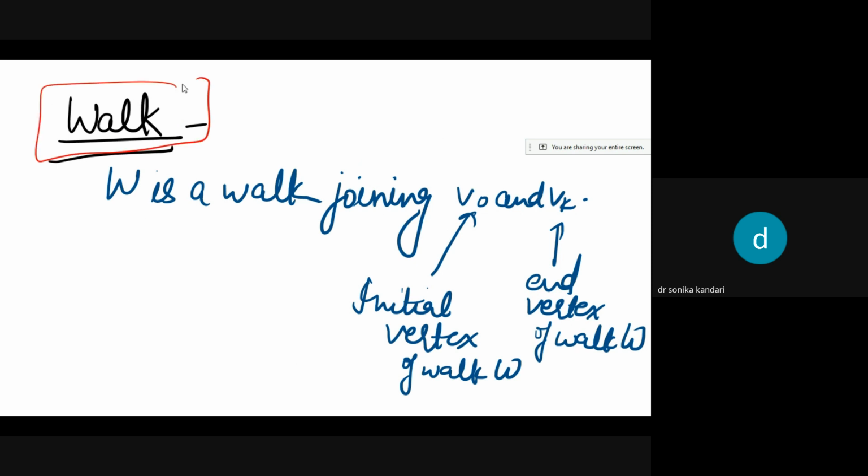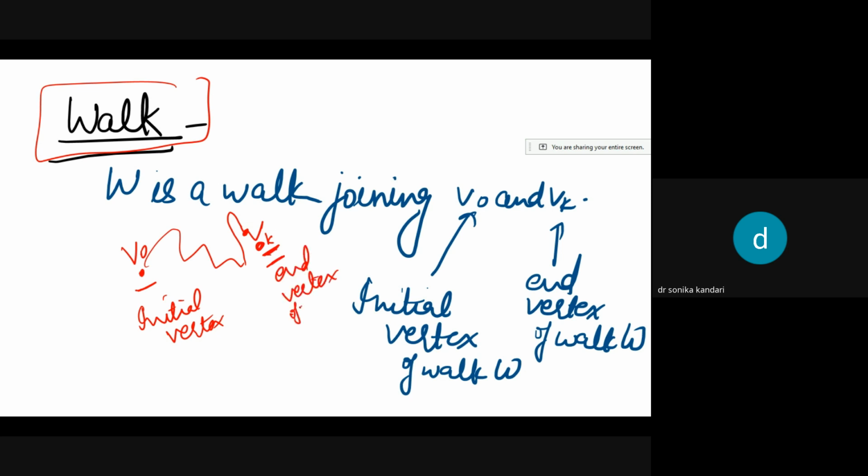Now coming on to walk. A walk joins any two vertices. Suppose we have vertex V0 and we have vertex VK. So a walk is joining these vertices. V0 is known as the initial vertex from where we start. And wherever the walk completes, suppose we have traversed many vertices and at last we have reached VK. So VK is the end vertex of the walk. And we can also name a walk. Suppose we say W is our walk.